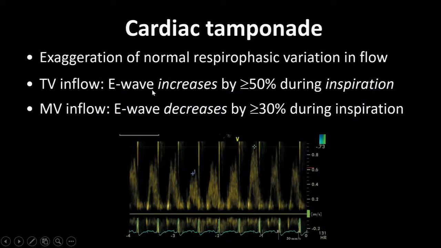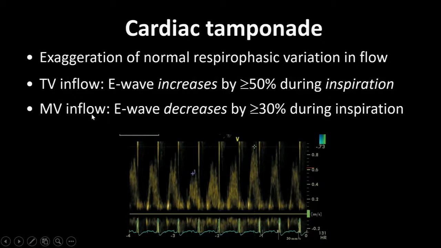And then finally, with cardiac tamponade, what you see on the pulse Doppler trace is an exaggeration of the normal respirophasic variation in flow. So it's normal as you breathe in and breathe out to see some variation in the tricuspid valve inflow and mitral inflow and aortic outflow. But when you have tamponade, those changes are exaggerated or increased. So in the setting of tamponade, tricuspid valve inflow, the E wave will increase by roughly greater than 50% during inspiration. And again, it's normal for the tricuspid valve inflow to increase when you take a breath in, but because there's a pericardial effusion that's constraining the heart, that increased blood flow, all it can do is kind of pull over and increase the amplitude of that tricuspid valve inflow.